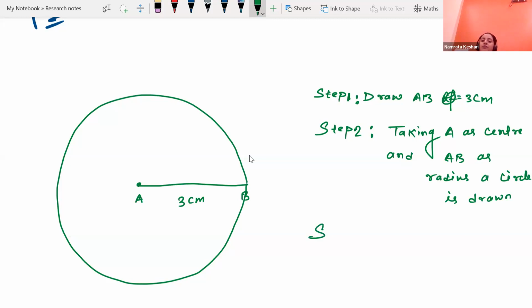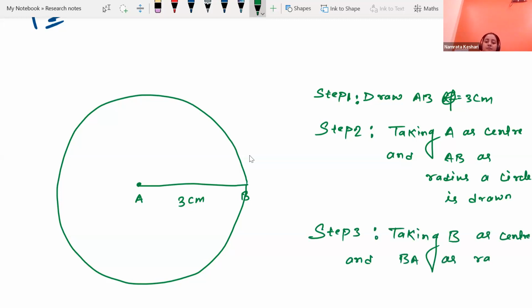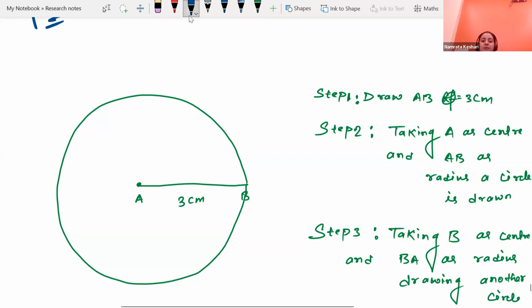Now step 3 will be taking point B as center and BA as radius, drawing another circle. Let's draw now. This time we are going to take the center at B and radius as BA. Now don't get confused, BA as a radius, and in the previous case we have taken AB as a radius.